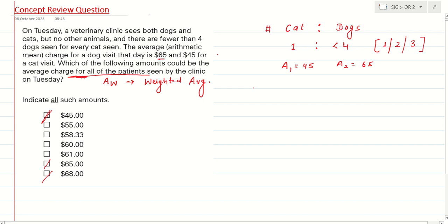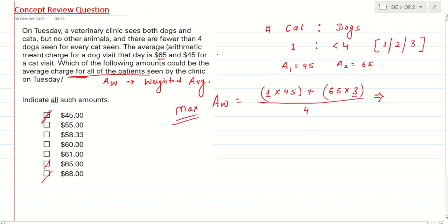We know how many cats we have? 1. What is the average? 45. Plus, the maximum number of dogs I can take is 3 only. Correct? So 65 into 3. Total number of dogs and cats together, the maximum possibility is 4. So 1 from the cat and 3 from the dogs. So how much will you get here? This is the maximum weighted average.